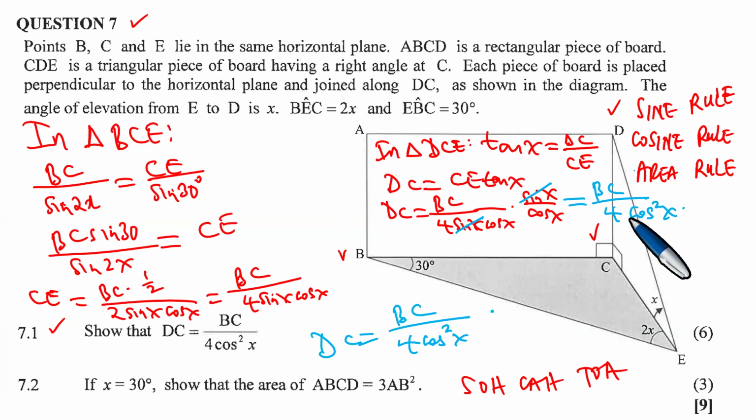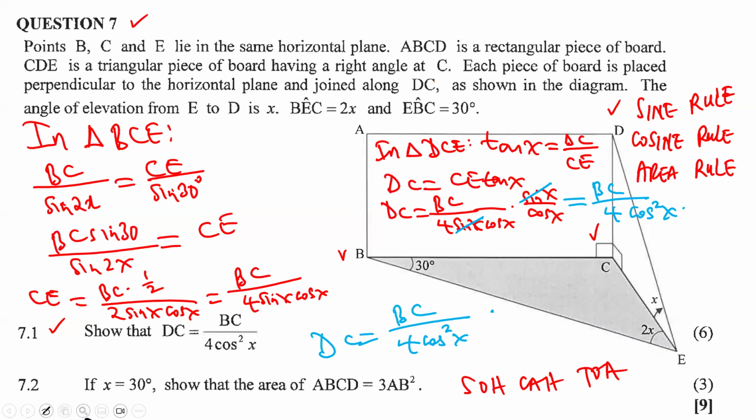A, B, C, D. So how do you find the area of ABCD? Obviously, there are a couple of ways to do that because you already know the DC. And the area of ABCD is actually length by breadth. So it's going to be BC times DC.